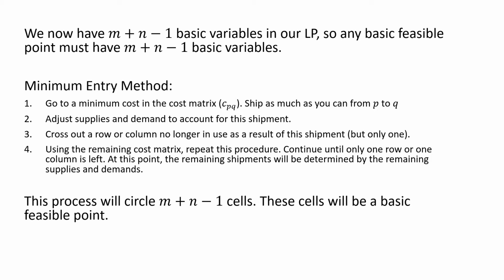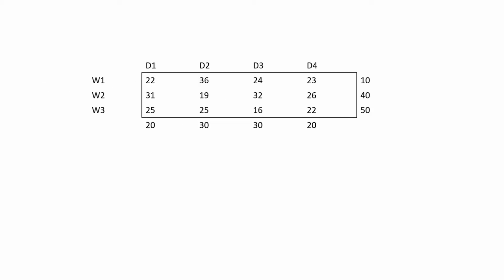When we do this process, we are going to end up circling exactly the right number of cells. Remember, each cell in there represents a variable in our linear program. Those are our basic variables. Okay, so now we're going to solve the problem and see this initial technique.